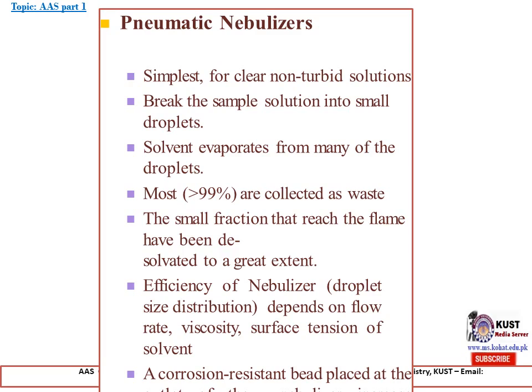The efficiency of the nebulizer and droplet size distribution depend on the flow rate, viscosity, and surface tension of the solvent. A corrosion-resistant bead placed at the outlet of the nebulizer increases the efficiency of removing the big droplets. So this slide shows the various functions, advantages and basic principle of the pneumatic nebulizer, which is largely used nowadays as the atomizer in atomic absorption spectrophotometry.